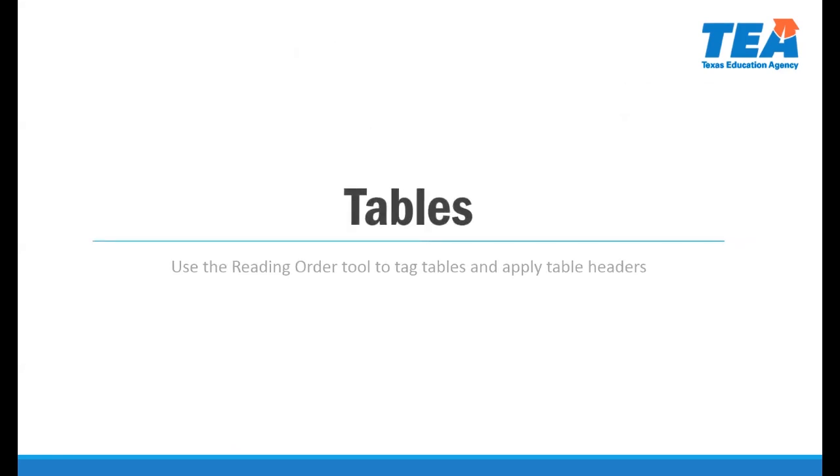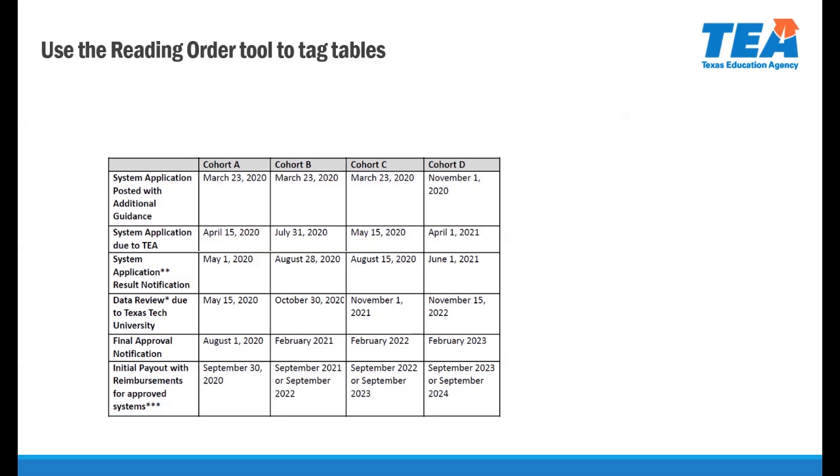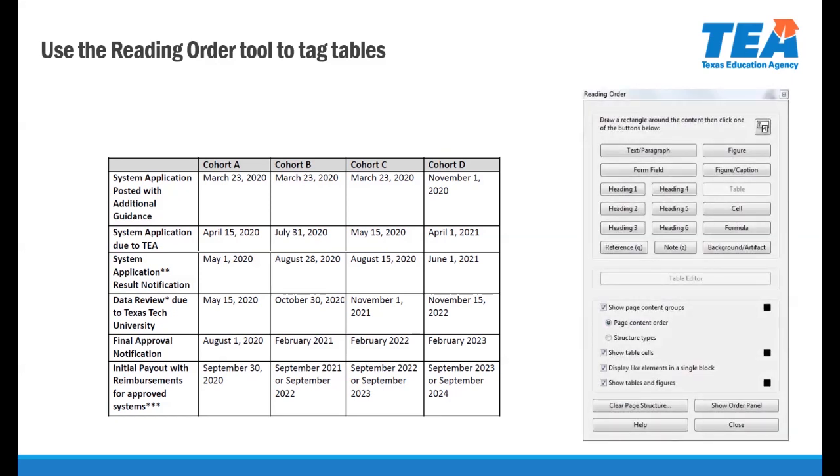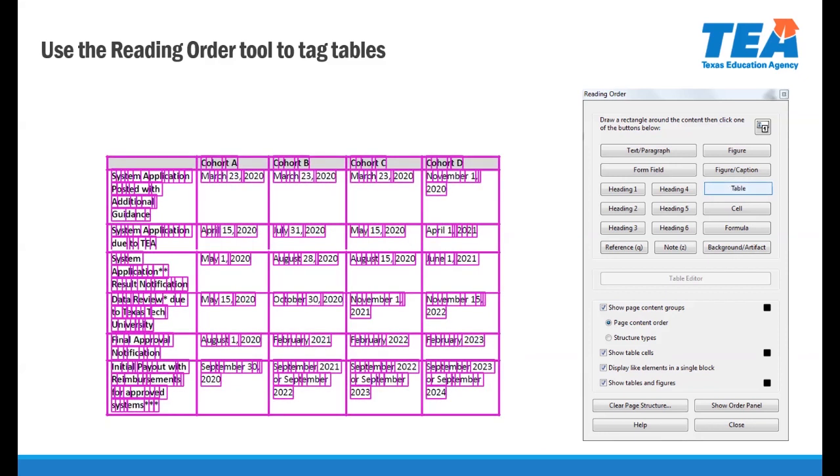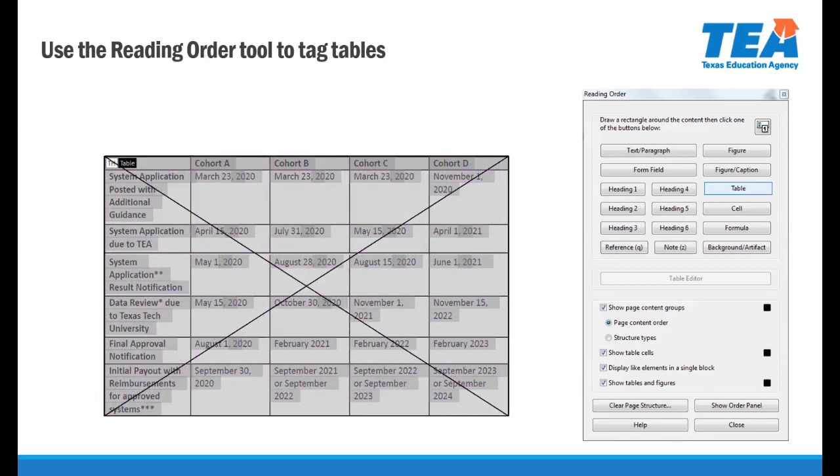Use the Reading Order tool to tag tables and apply table headers. For tables that are not tagged, open the Reading Order tool. Select the entire table on the document and then select Table on the Reading Order tool. Acrobat tags the table and adds table headers to the first row.